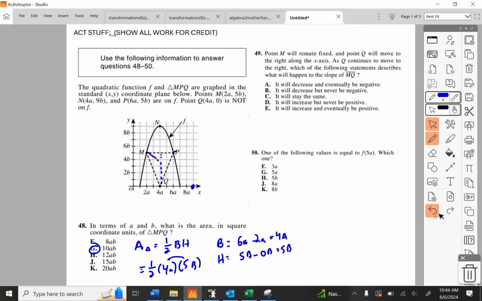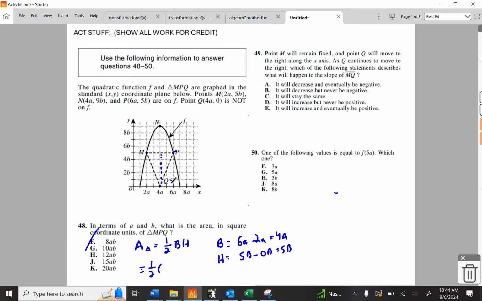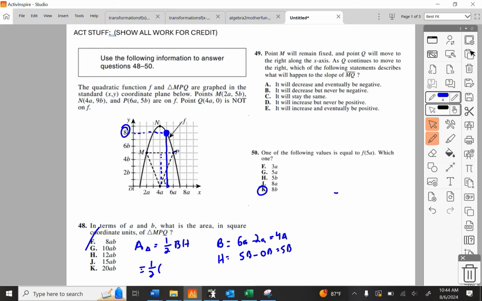For f of 5a, we're going to go to 5a on the x-axis, which is going to be about right here, and then draw up to the function. That is where the x value is 5a. Now the value is the y value, 8b. That's how you find values on a graph. You go to the x-coordinate and then you look at the y-coordinate. It's not hard.